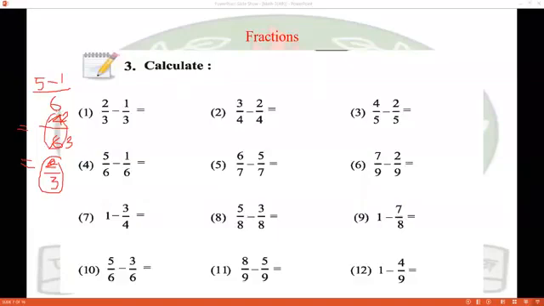So 2 by 3 and 4 by 6 are equivalent fractions. We already know this from the previous lecture. So it is the common fraction. Equivalent fraction. So we can write 4 by 6 or 2 by 3. They are equivalent. So we can write it.